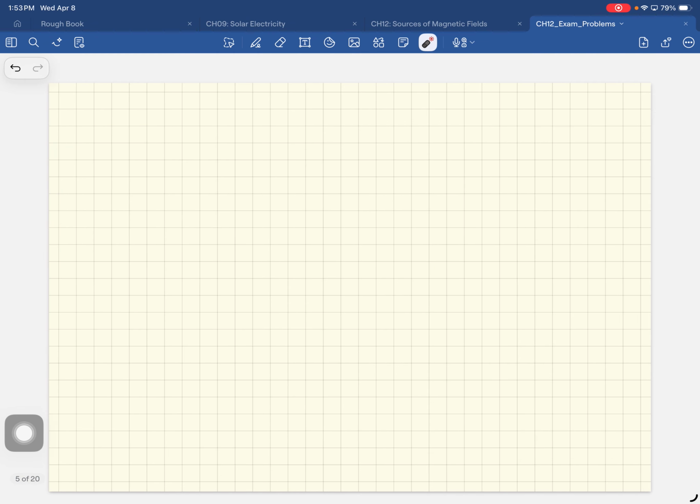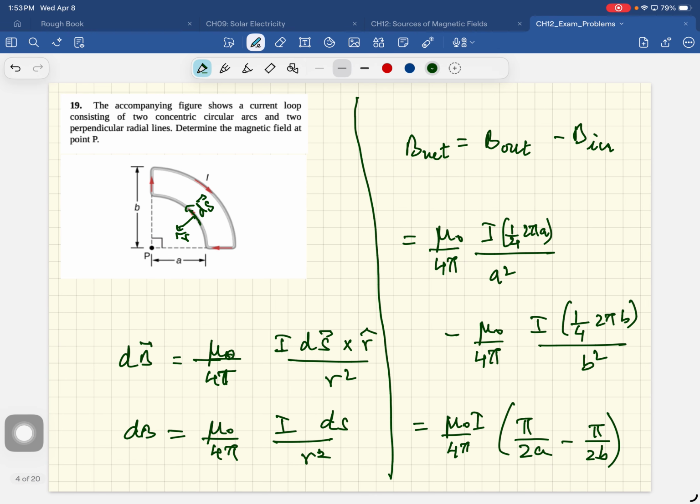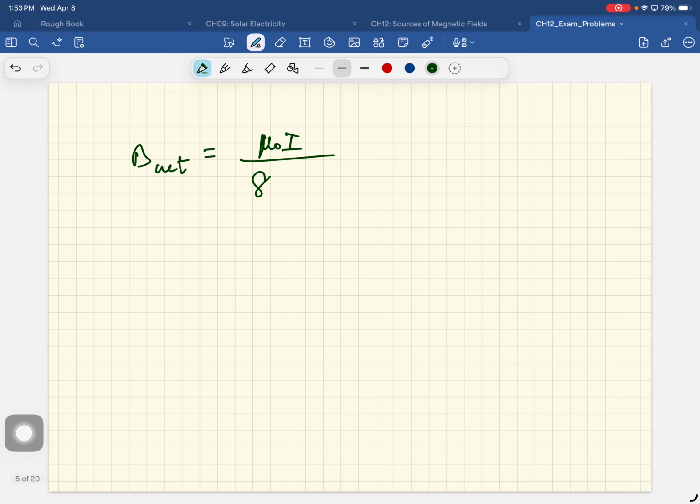A long straight horizontal wire carries a left to right current of 20 amps. If the wire is placed in a uniform magnetic field of magnitude 4 times 10 to the minus 5 Tesla, so this is the Earth's magnetic field, that is directed vertically downwards, what is the resultant magnitude of the magnetic field 20 centimeters above the wire? Okay, so we'll calculate one of them.